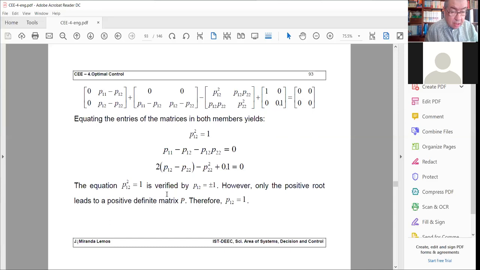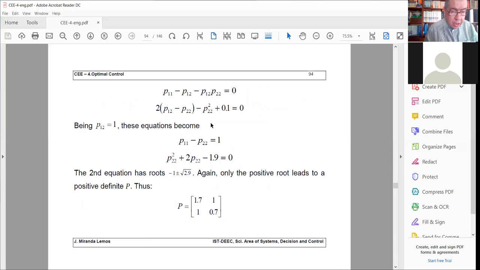But the positive root is the only one that drives you to a positive definite matrix P. So you should compute all the solutions and then take just the positive one. That's the good one that leads to the stability of the system. Later we will see that. So you solve that system of equations and you end up with a value of P.